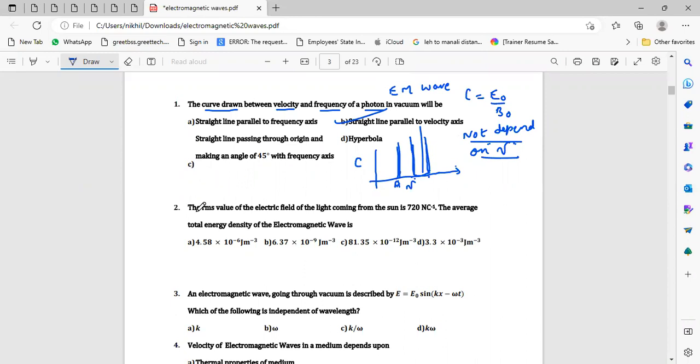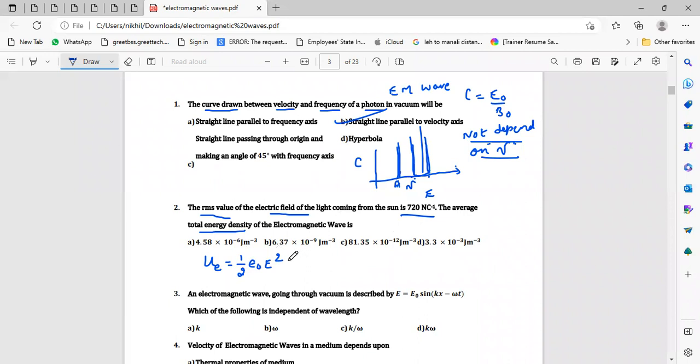Look at this. The RMS value of the electric field from the sun is this. Electric field is given, RMS value. What is the average total energy density? What is the average total energy density for the electric field? It is half times epsilon naught into E squared, right?